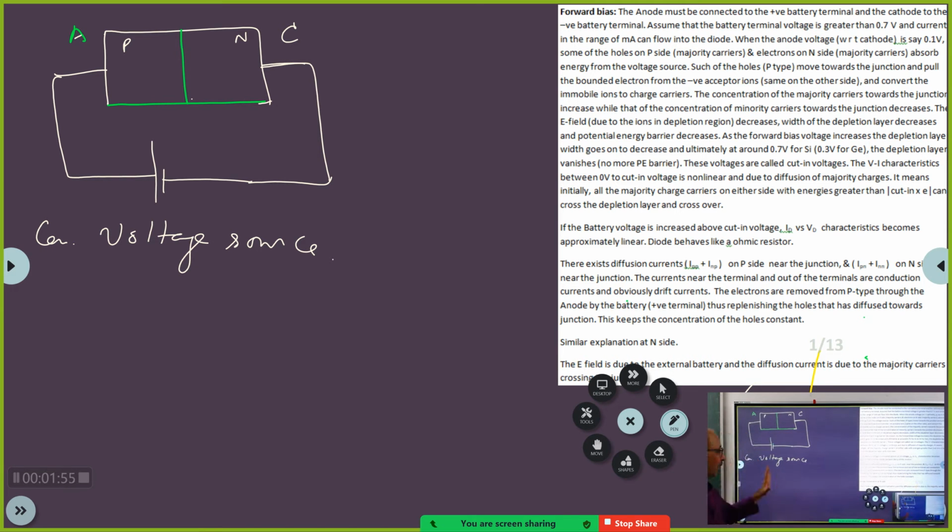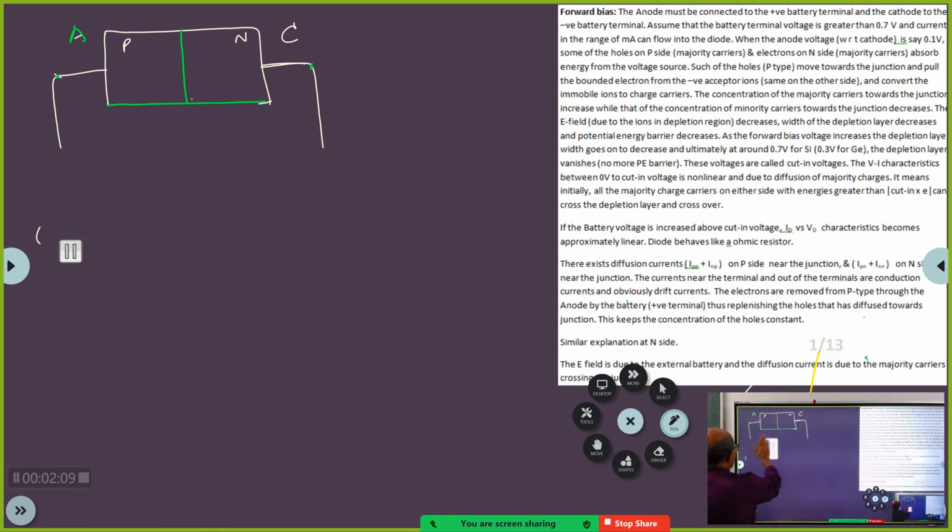Now you have to understand forward biasing itself. I am showing a voltage source here so that the voltage appears across the diode. You don't have to show it like this. You can just show that for a diode, you are going to supply a voltage V across the terminals.